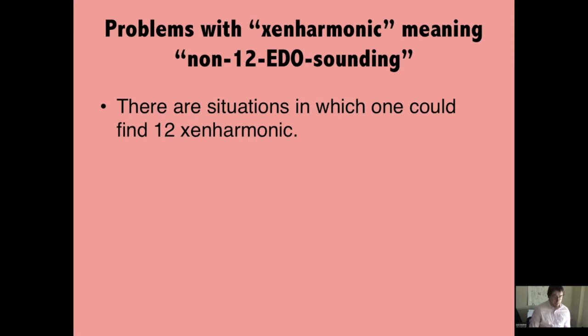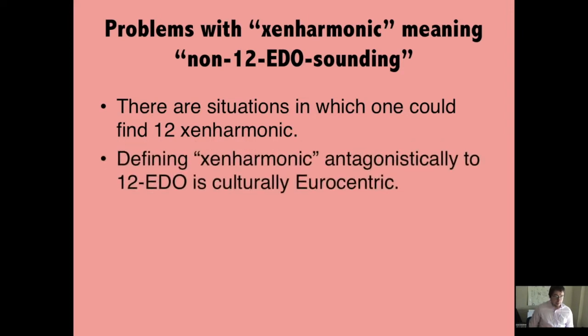Another less surprising, but equally important point is that defining Xenharmonics as not sounding like 12 EDO is culturally Eurocentric. Both of these views suggest that it's possible for 12 EDO to be Xenharmonic, and thus that we can't simply define Xenharmonic as not sounding like 12 EDO. We just have to go a little bit deeper.